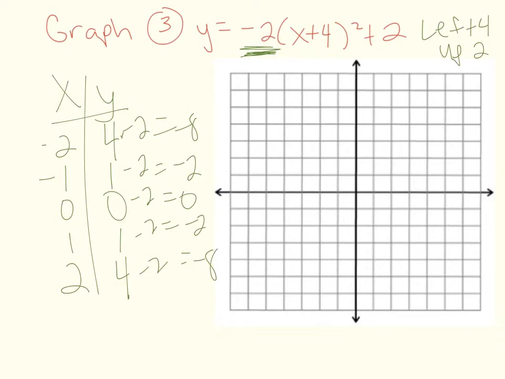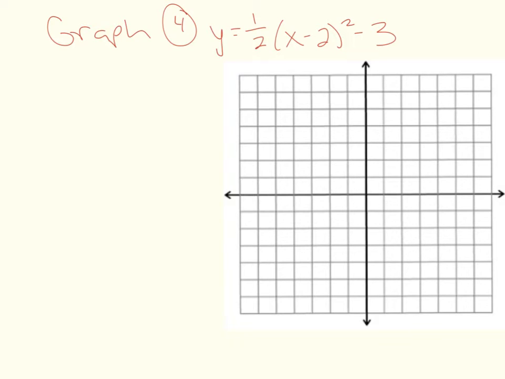So I graph these. I go left 2 down 8, which is a little bit off the graph right here. Left 1 down 2, 0, 0, 1 down 2, 2 down 8. So it looks like this. It went upside down because of that negative. And then we said we're moving everything left 4 and up 2, so you want to move all your points left 4 and up 2. So there is my final graph.